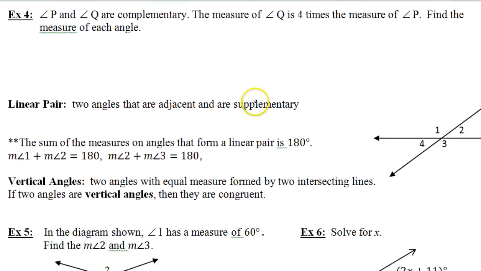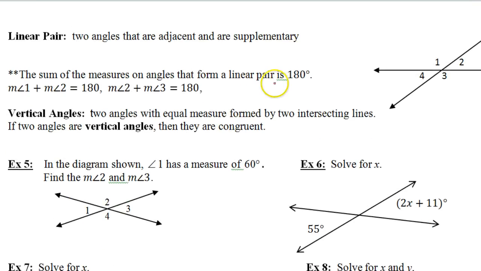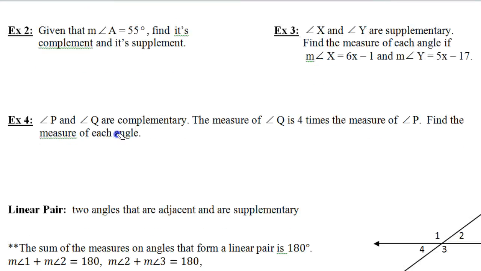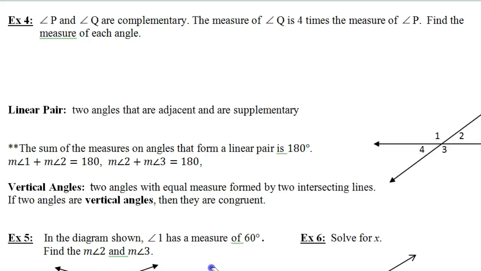Let's see, complementary, linear pair. A linear pair, well, we just were looking at a linear pair. When you have a pair of adjacent angles that make a straight line, that's a linear pair. So angle 5 and 6 are a linear pair. So you can probably see the connection between those two concepts. A linear pair will always be supplementary.